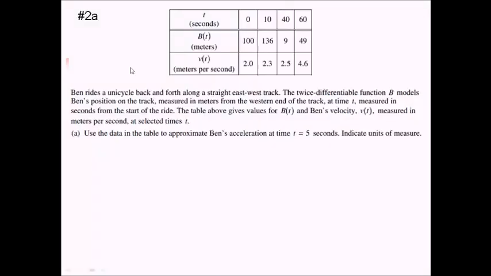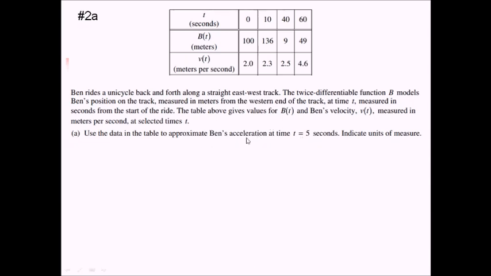For this problem, we have Ben riding a unicycle back and forth, Ben is a man of many talents, I guess, along a straight east-west track. Here's our twice differentiable function b modeling Ben's position on the track. And let's see here. The table above gives us some values of b and Ben's velocity v, which I guess you could also call b prime of t. And then we want to use the data for part A. We want to use the data in this table to approximate Ben's acceleration at time 5 with units of measure.